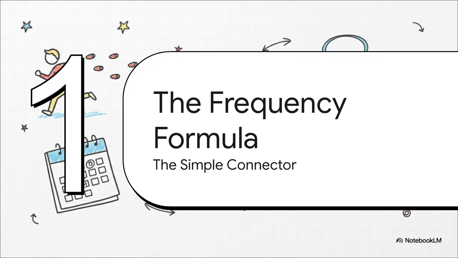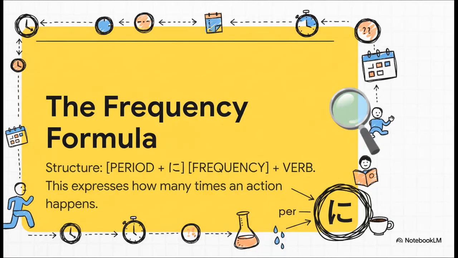All right, so we've got our two building blocks, the period of time and how often something happens. Now, how do we actually glue them together to make a real sentence? Well, it all comes down to one tiny but super important particle. And here it is. This is the magic formula that pulls it all together. You take your period of time, you add the particle ni, then you say the frequency, and you finish it all off with the verb. The easiest way to think about ni here is that it basically means per. So it's just period per frequency.